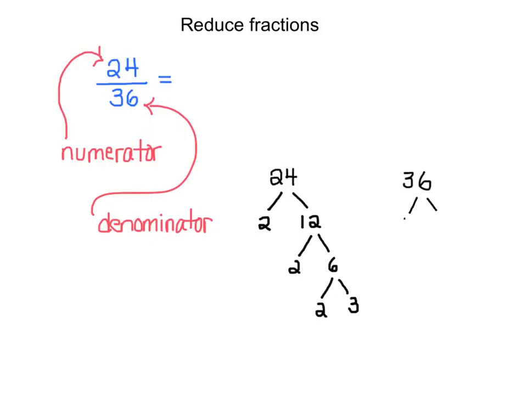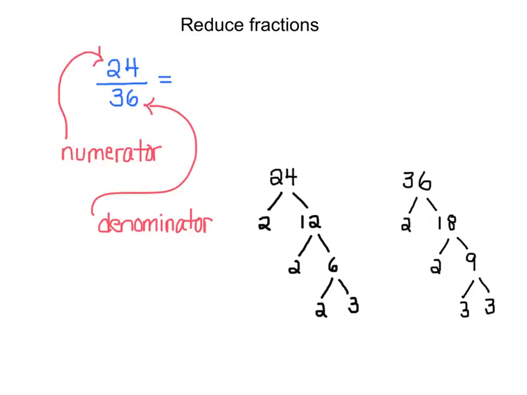36 is equal to 2 times 18. 18 is equal to 2 times 9. And 9 is equal to 3 times 3. And so that means that 36 is equal to 2 times 2 times 3 times 3. This is a tree structure diagram where the bottom of the tree structure gives us the prime numbers such that the product of these prime numbers is equal to 36. And the product of these 4 prime numbers is equal to 24.